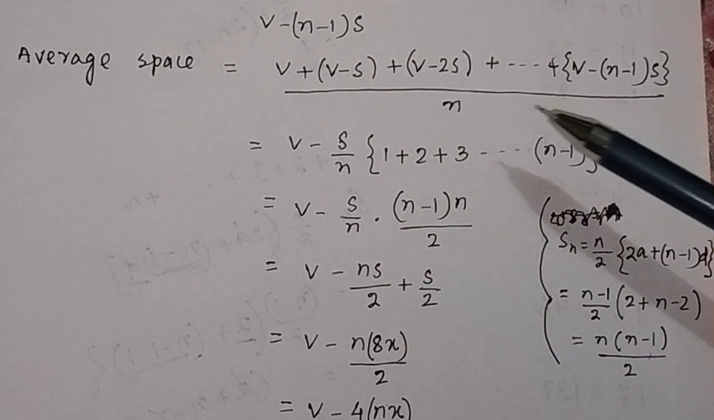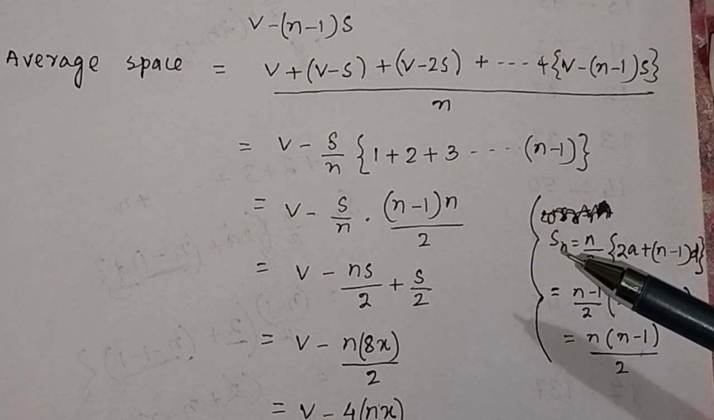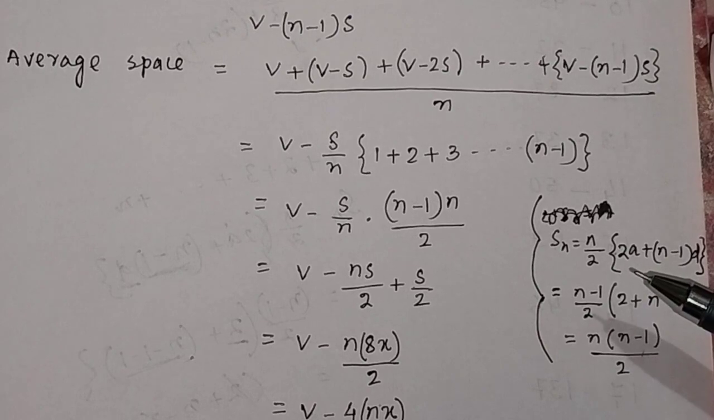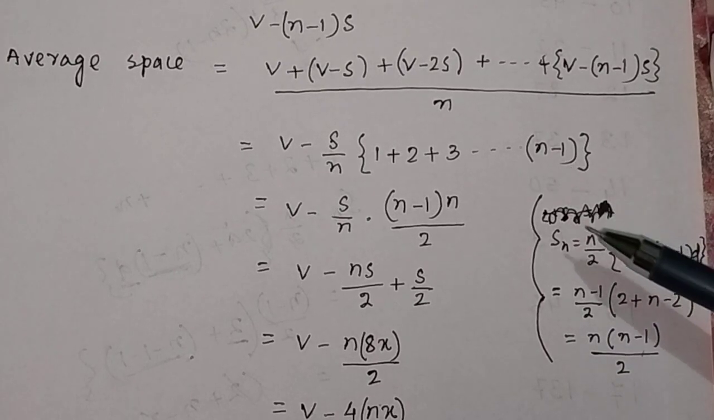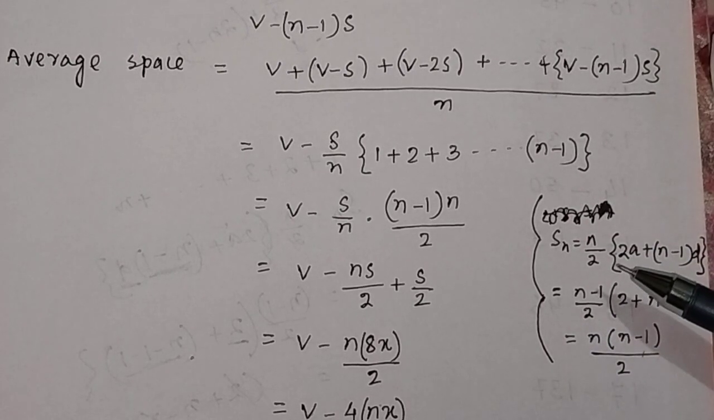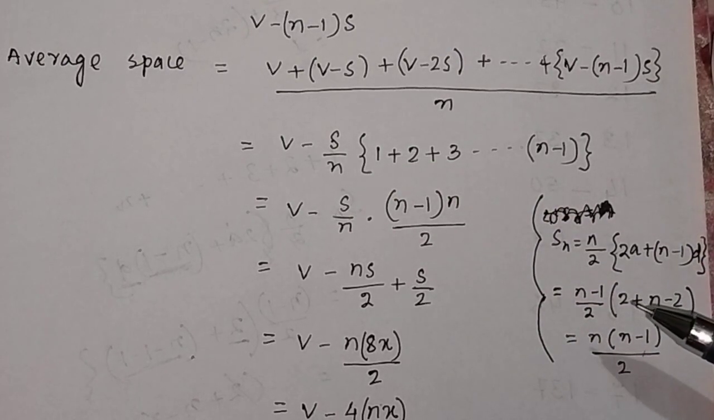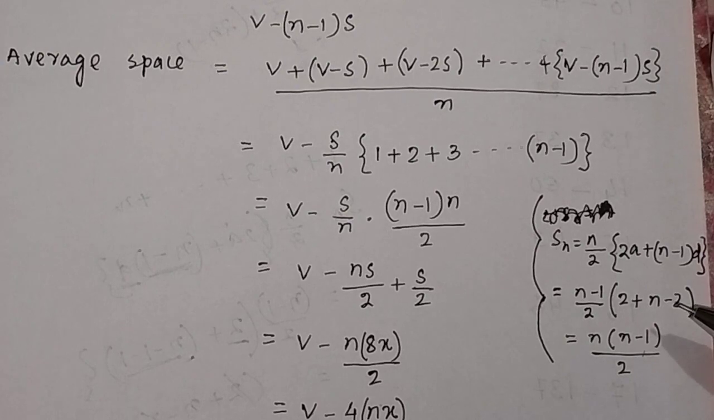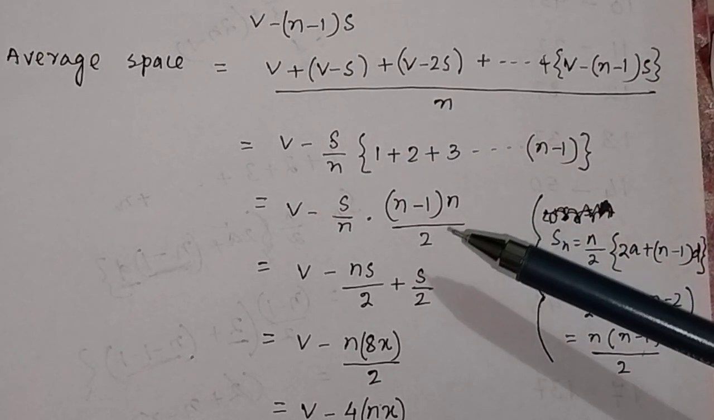If you take the sum of this series using the formula Sn, the sum of n terms, the formula is n by 2 into (2a plus (n minus 1) into d), where a is the first term and d is the common difference. Here the last term is n minus 1, so it is (n minus 1) divided by 2, then 2 into a, where the first term is 1, so 2 into 1, that is 2, plus (n minus 1) minus 1, that is equal to n minus 2. So the 2 cancels, and you have n into (n minus 1) divided by 2. So the sum of this series is equal to (n minus 1) into n divided by 2.